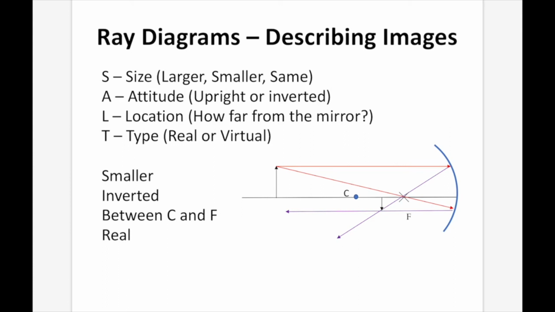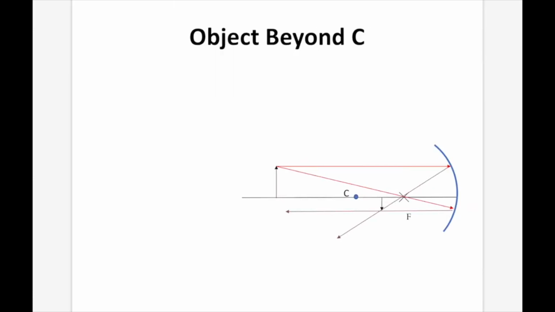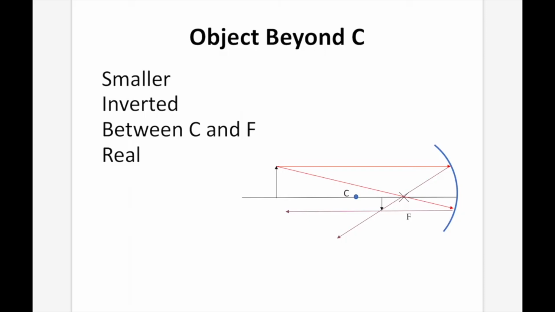So when we're describing the location especially, we're going to pick some points on the principal axis that we can see. In this case, we know that the C value is right here, and we know the F is right there. Okay, pause the video and try this one. This image, again, is smaller, it's inverted, it's between C and F, and it's real.